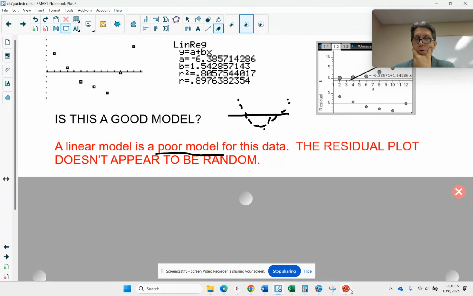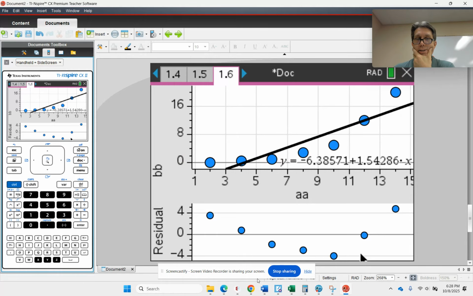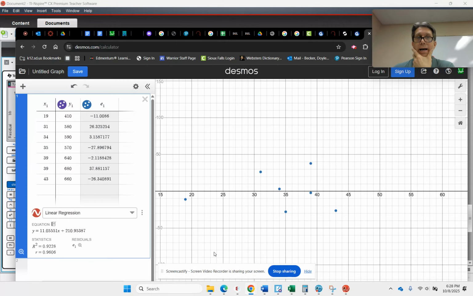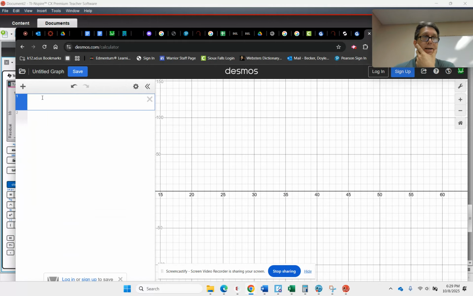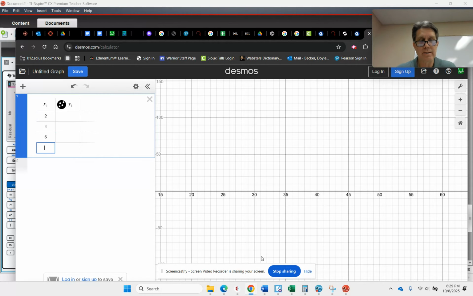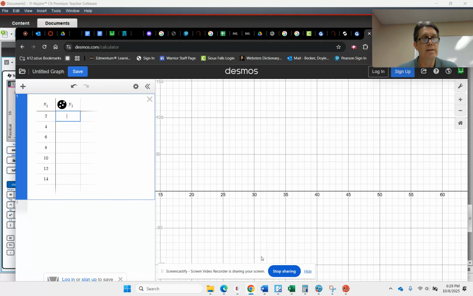But I'm going to go ahead and put this in quickly into Desmos as well, because I do think there's an advantage to using Desmos. Again, if you haven't used Desmos, you click the X here. You can just X out of stuff. Go back into the table, and we're going to type these in. I think it was 2, 4, 6, 8, 10, 12, 14 were my numbers.